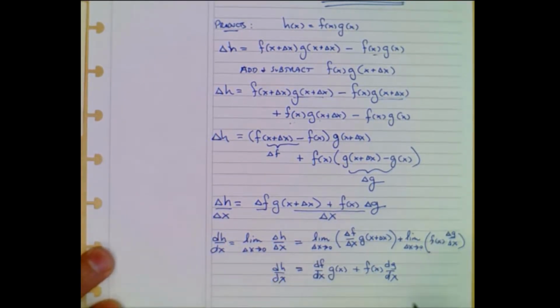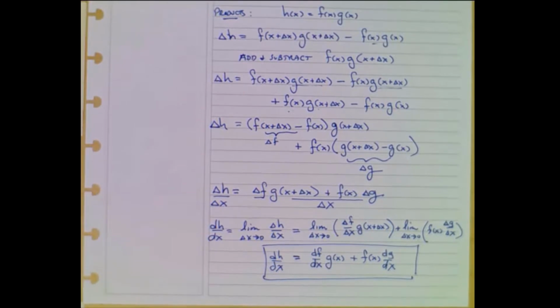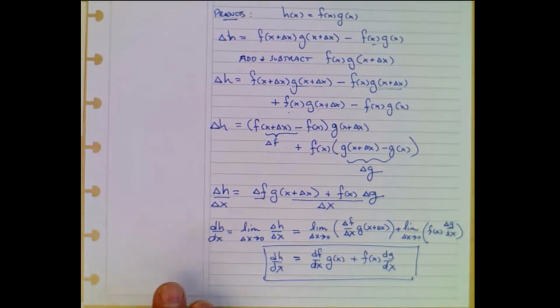When h is a product, then I take the derivative of the first times the second plus the first times the derivative of the second. And that is our rule for products. Okay.